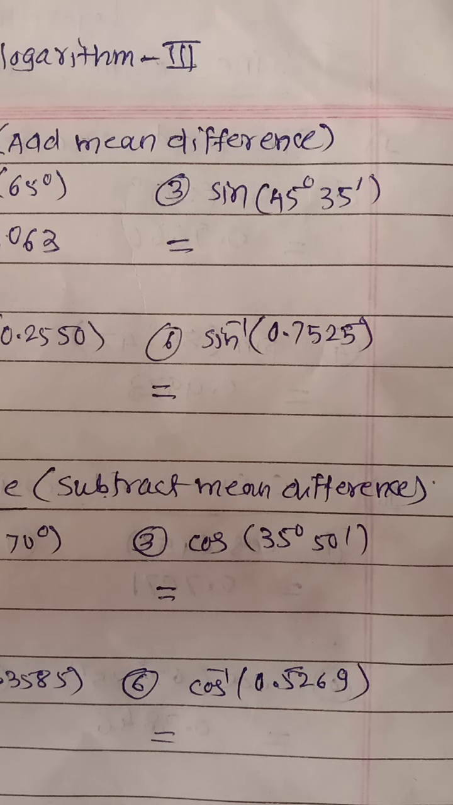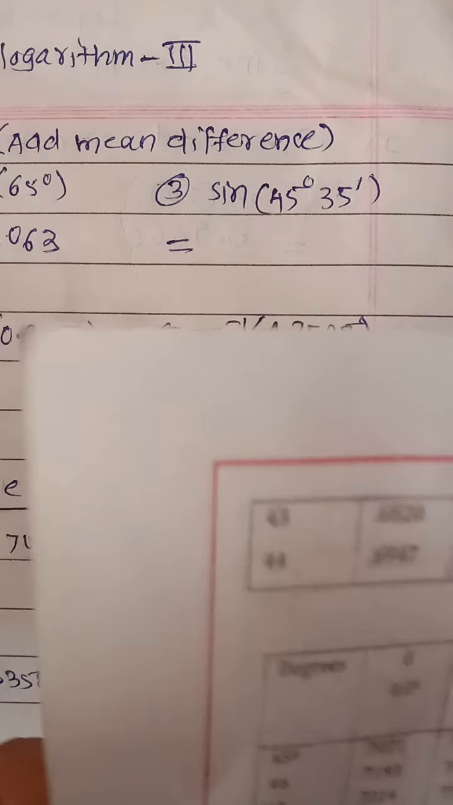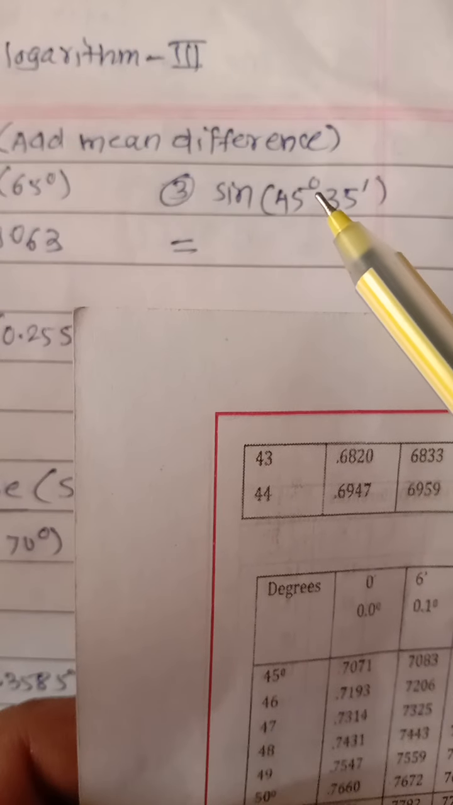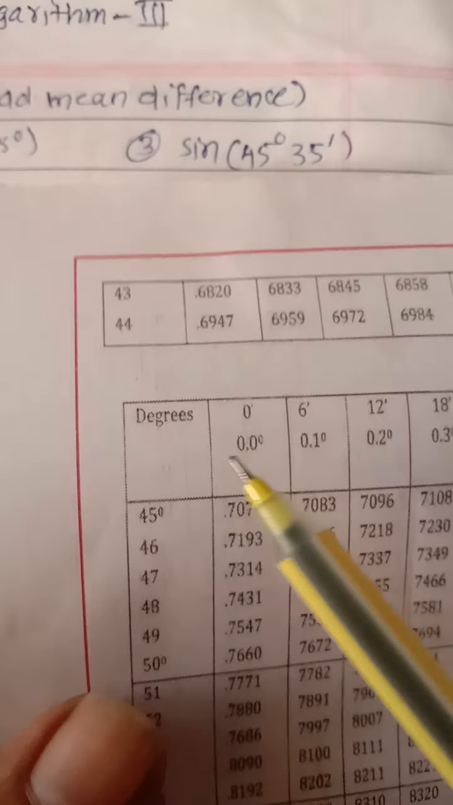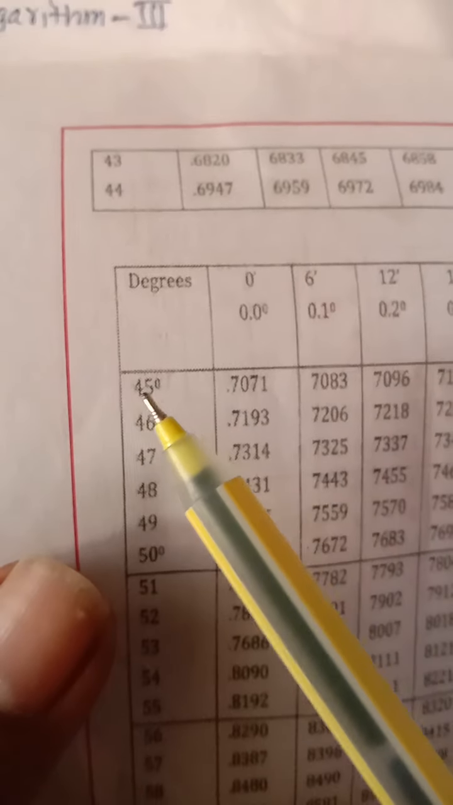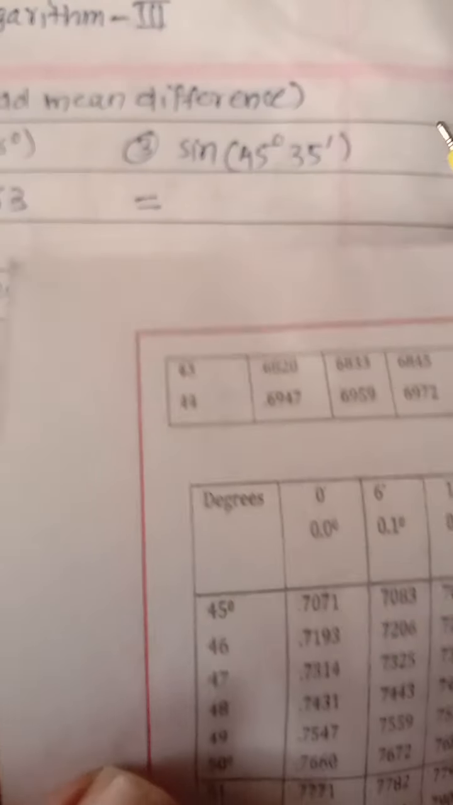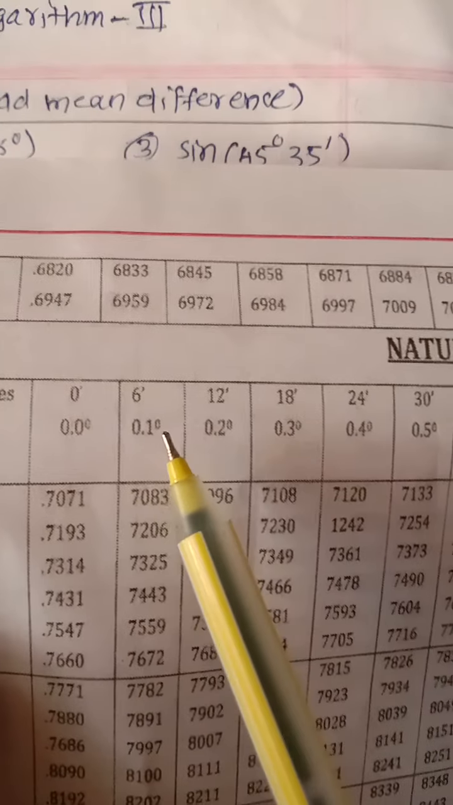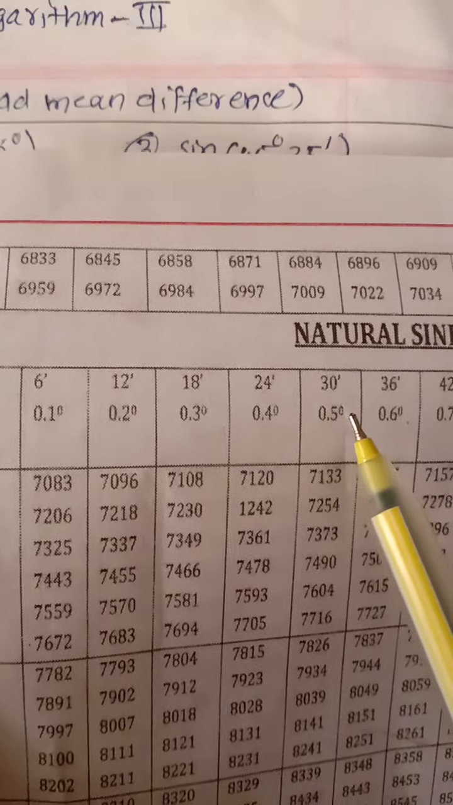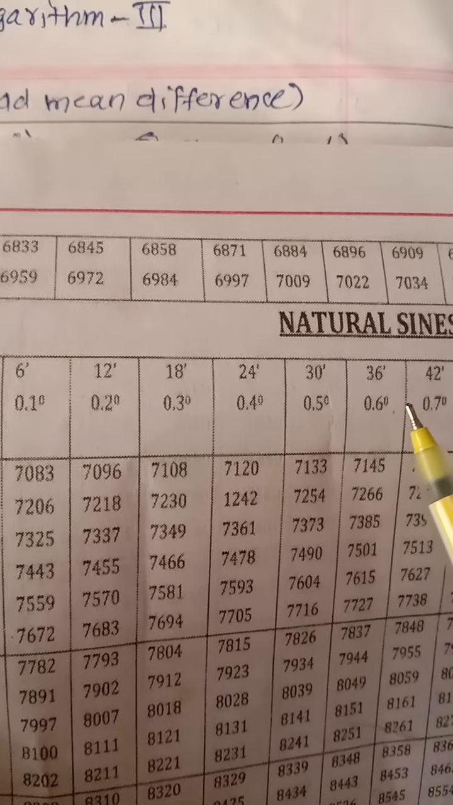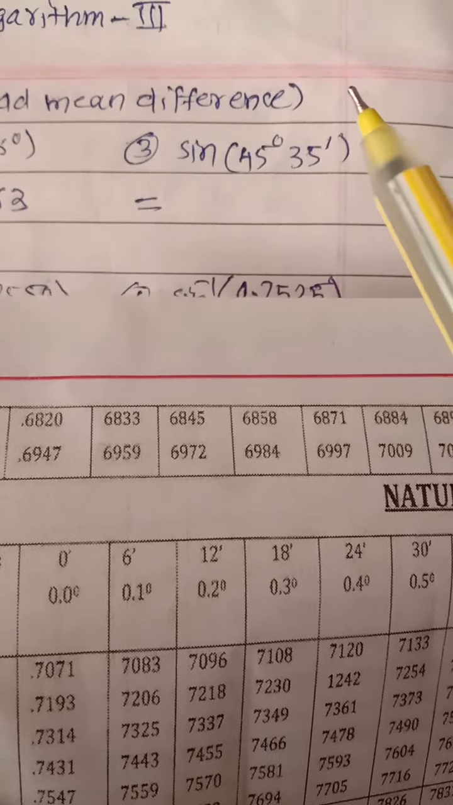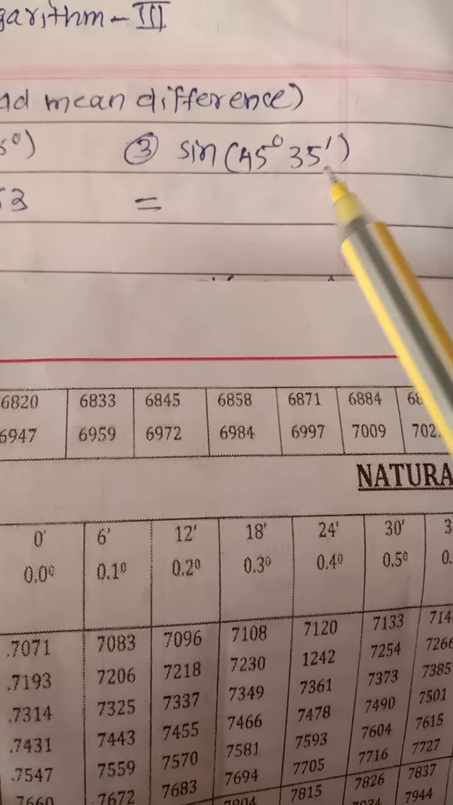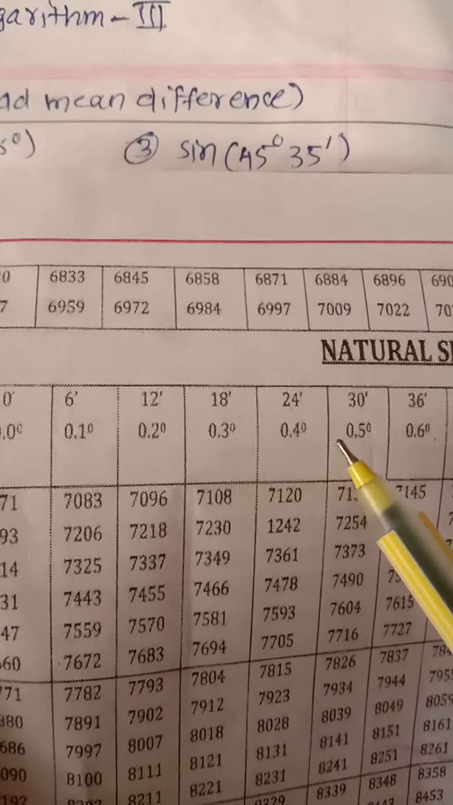Then we will proceed further for sine 45 degree 35 minutes. So in this case, first of all, related with this 45 degree, the value will be in the first column, that is here 45 degree. Now the minutes are given here 35 minutes, but our minutes marked here are 6, 12, 18, 24, 30, 36 like this, and therefore the smallest closest value to this 35 minute will be here.